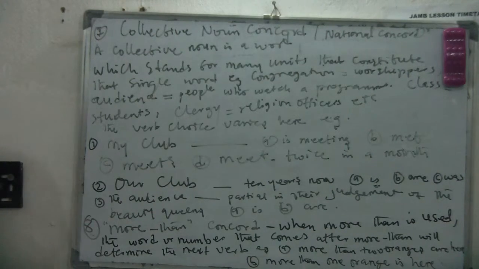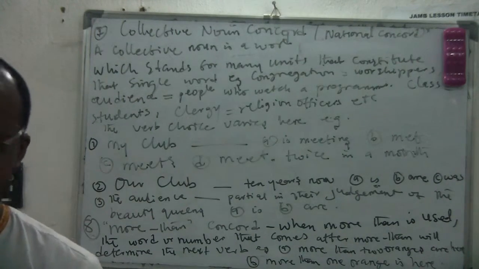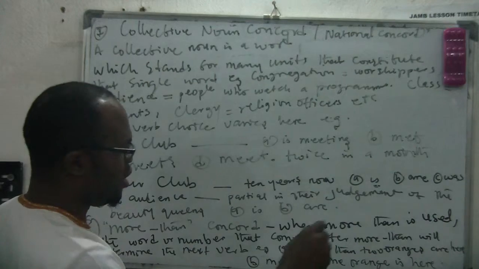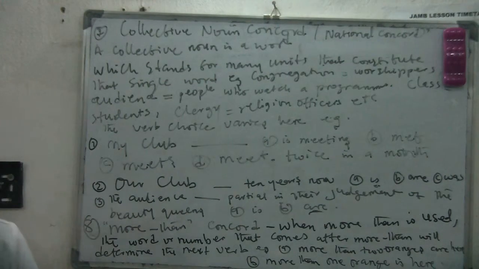Now you say the audience that's partial in their judgment of the beauty queens. What will be the answer? The audience are partial because they perform the action of judging. You understand? But they were partial in that judgment. Can you see that? Is that clear? It's clear, huh? Good.